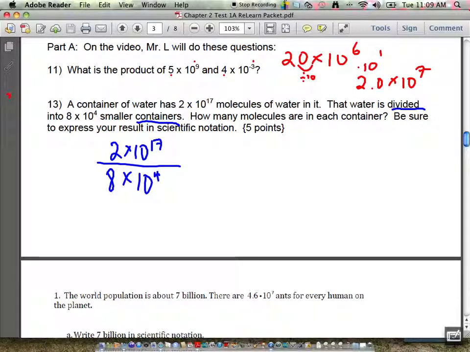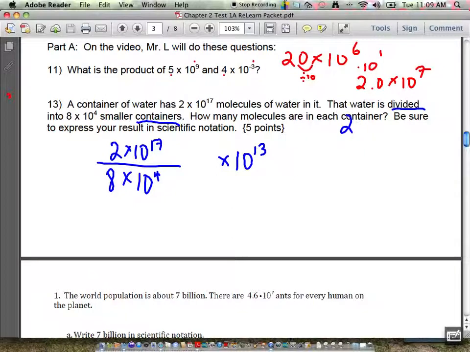And, you know, I told you the day before I feared that a particular mistake was going to come, and some people did get this right, but not too many. The ones who got it right, well, first off, just about everybody did this. 17 minus 4 is 13, so they had 10 to the 13th as part of their answer. The problem is, they wrote 4. 2 divided by 8 is not 4. 8 divided by 2 is 4.